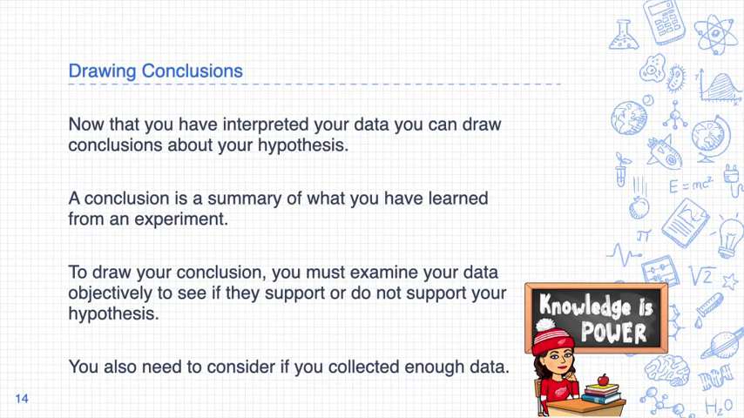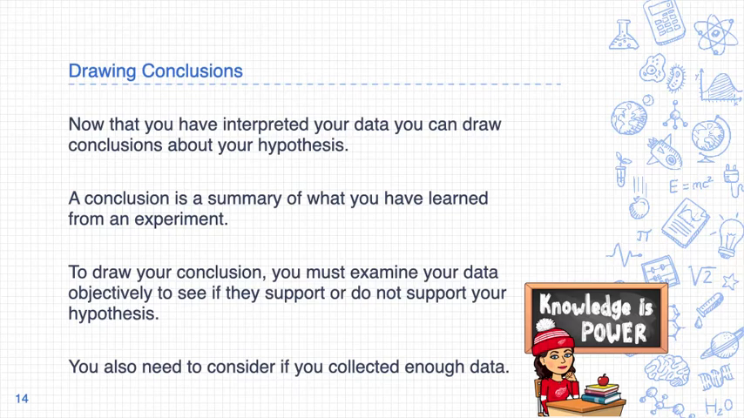Once you've interpreted your data, your experiment does not stop there. The next thing you need to do is draw a conclusion. And this goes back to your hypothesis. Now that you have interpreted your data, you can draw conclusions about your hypothesis. A conclusion is basically a summary of what you learned from an experiment.